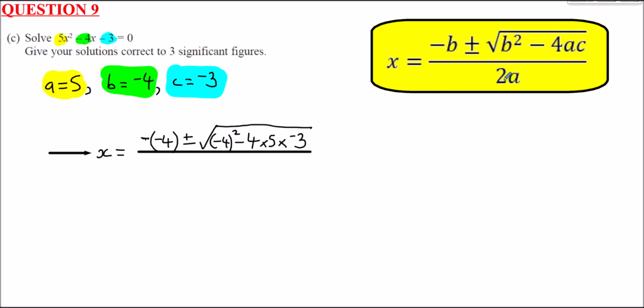And all of that's going to be divided by 2 lots of a, which in our case means 2 lots of 5. So just colour coding where these numbers come from. So 2a, that's 2 times 5, minus 4ac is -4 times a times c, and the -b, -4, and the b squared is -4 squared. So it's just a case of processing this in the calculator and being careful when we type in the values.